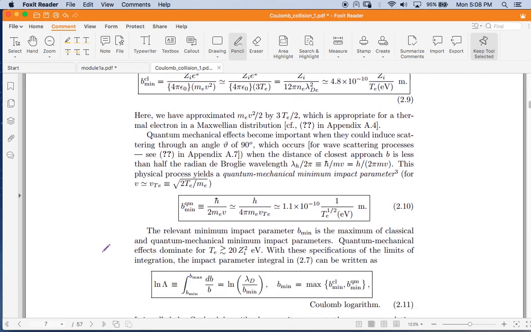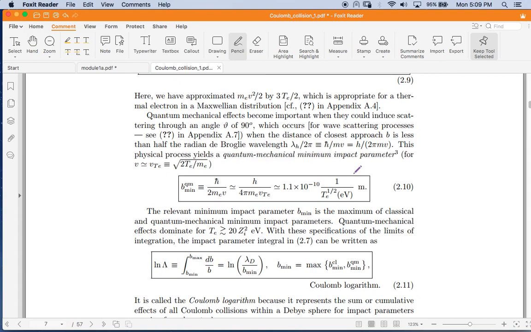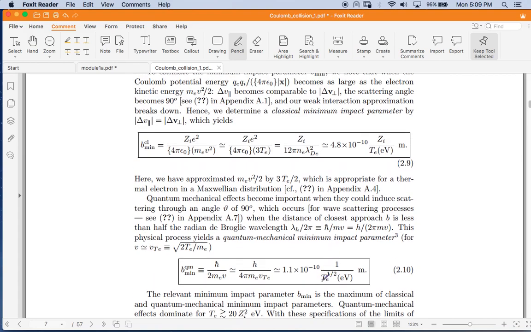There's also another way of estimating a B min, from quantum mechanics. What you say is B is less than half the reduced de Broglie wavelength. So take your pick, whichever is smaller, whether it's the quantum mechanical B min or the classical B min. They both have very different temperature dependences. One has a T raised to the minus 1/2 temperature dependence. The other one has a T raised to the minus 1 temperature dependence.